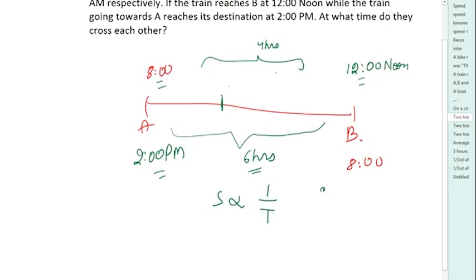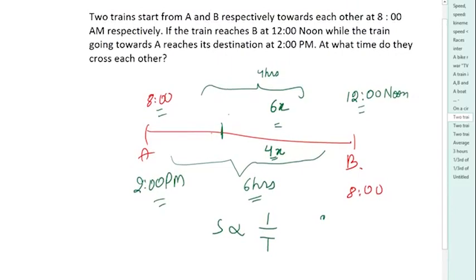Or if this one is at 6x, the train going from B to A is at 4x, which makes sense. This is traveling faster. That's why it takes only 4 hours. This one just takes 6 hours because it's slow. So at what time do they cross each other? A train from this side is traveling at, let's say, 6x. A train from this side is traveling at 4x.